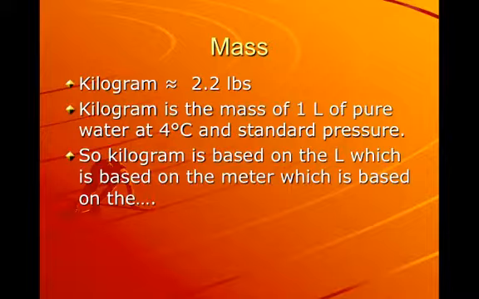If you were below sea level, like in Death Valley, then you would actually weigh more. The closer you get to the center of the Earth, the more gravity there is, and so weight changes. So we don't want to talk about weight, but we do want to talk about mass. And we use the idea of a gram or kilogram. A kilogram is just 1,000 grams, and a kilogram is about 2.2 pounds.